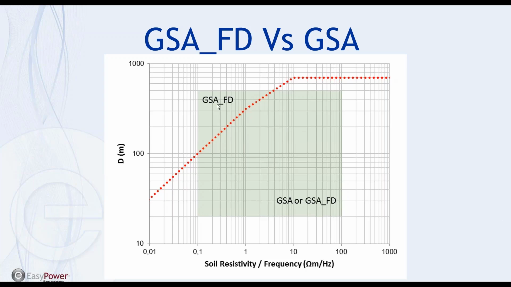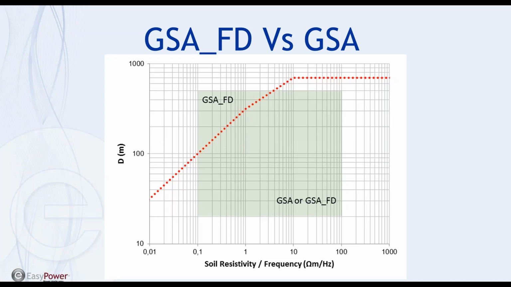and GSA FD can be applied in all conditions. When the system is big, the soil resistivity is low, or the frequency is high, GSA FD is the only possibility. In other cases, GSA is a cheaper and faster alternative.